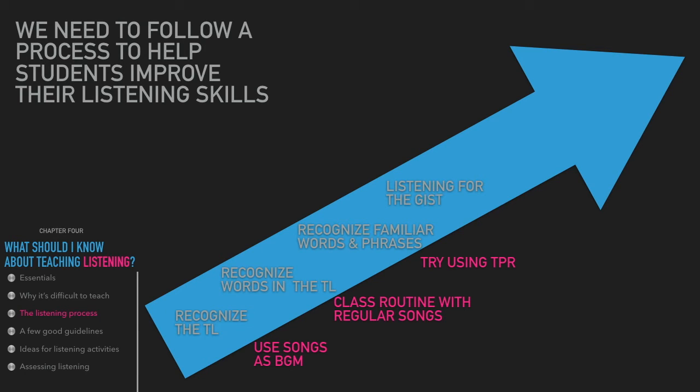After this, we see listening for gist. Although students may not understand many details, they can still get the general meaning. Using children's books is a great way to build listening at this stage.